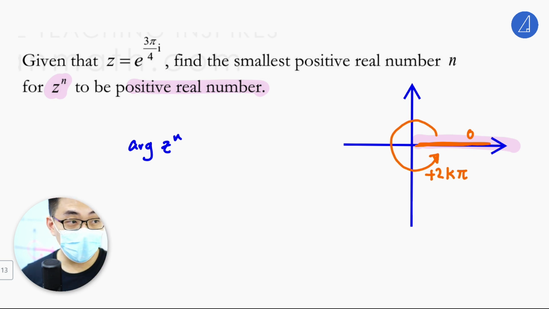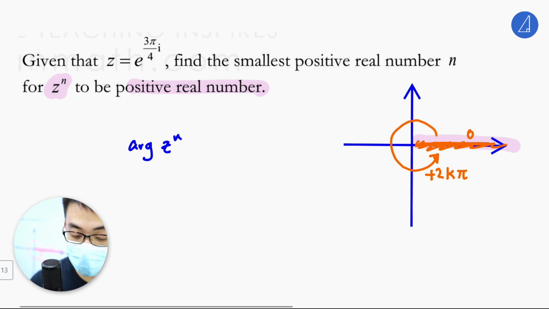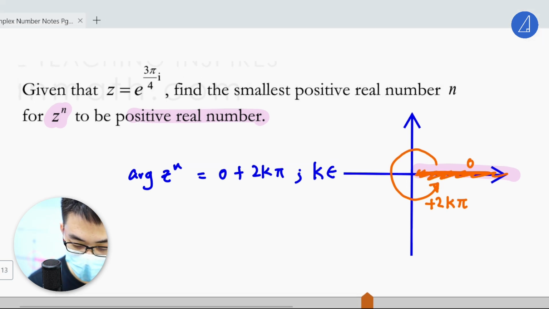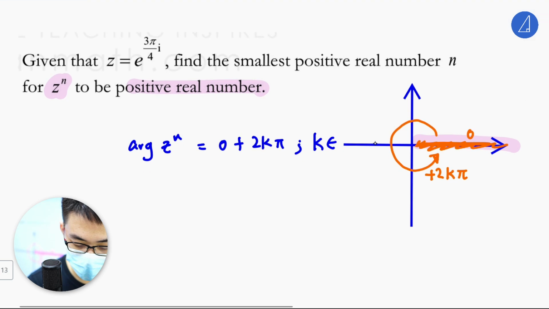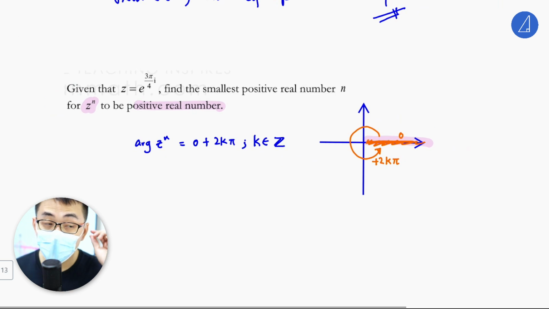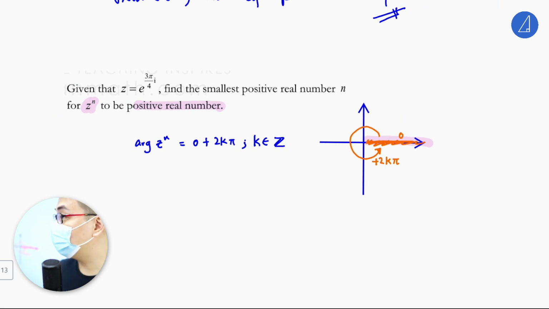I just keep wanting to hit this. No matter what I do, I just want to hit this line here. So in this case, I'll get 0 plus 2k pi. So k is actually an integer value here. Just put the integer here. Okay. So whatever I do, I just want the argument of Zn to be 2k pi.